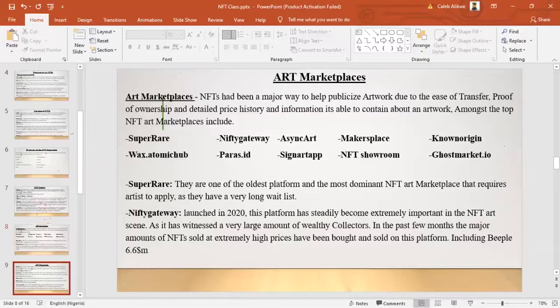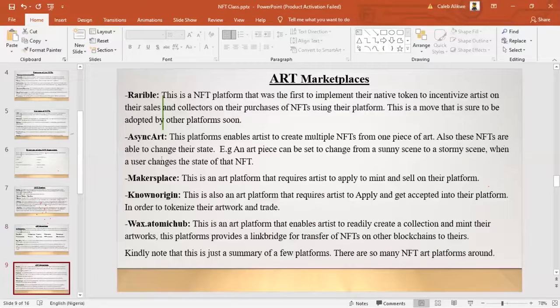Then a lot of us know of Rarible. Rarible is an NFT platform that was the first to implement their native token to incentivize artists on their sales and collectors on the purchases of NFTs on their platform. So if you log into Rarible, create an account, buy an artwork or sell an artwork or just sell any form of NFT, you receive a certain percentage back in the form of their token, which depends on their rate.